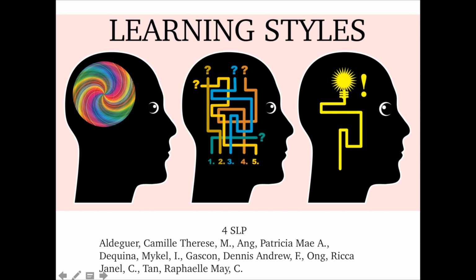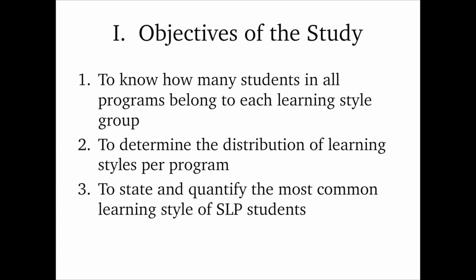This case presentation will talk about learning styles of ResMath 1 students of CRS academic year 2016 to 2017, presented by 4SLP Group 4. So the objectives of the study are the following. First, to know how many students in all programs belong to each learning style group. Second, to determine the distribution of learning styles per program. And third, to state and quantify the most common learning style of SLP students.